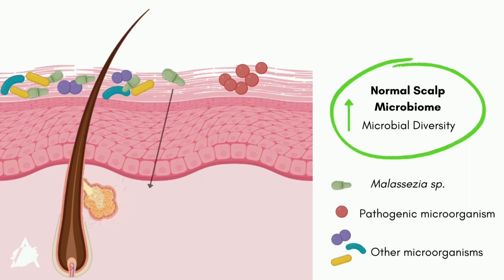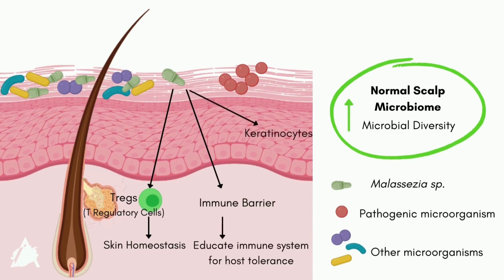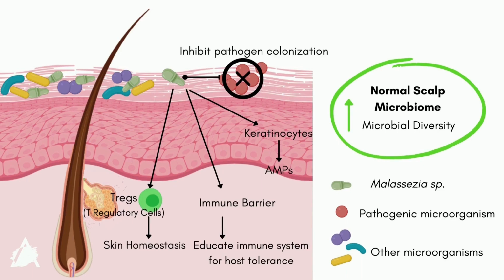Malassezia can induce T regulatory cells in order to develop skin homeostasis. It's also connected with the immune barrier by educating the immune system for host tolerance in the neonatal period. Moreover, it can stimulate keratinocytes to produce antimicrobial peptides to prevent pathogen colonization, or it can metabolize the sebum to produce antibacterial compounds for the same purpose.